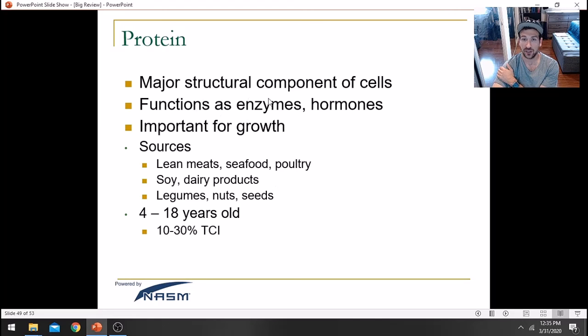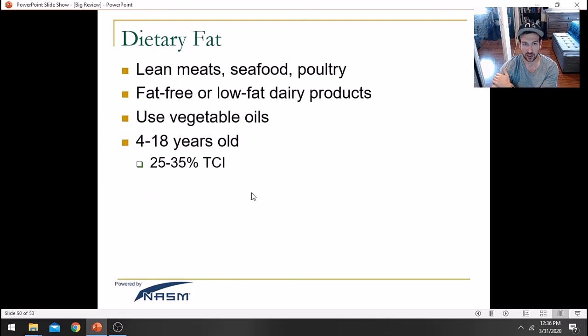Protein is also really important because that's going to give our body structure and repair after damage through exercise or activity. Good sources include lean meats and seafood, but you can also always get protein from soy products, dairy products, beans, nuts, or seeds. Those are all really good sources as well. Generally, for youths, we want to focus on a 10 to 30% intake of protein overall.